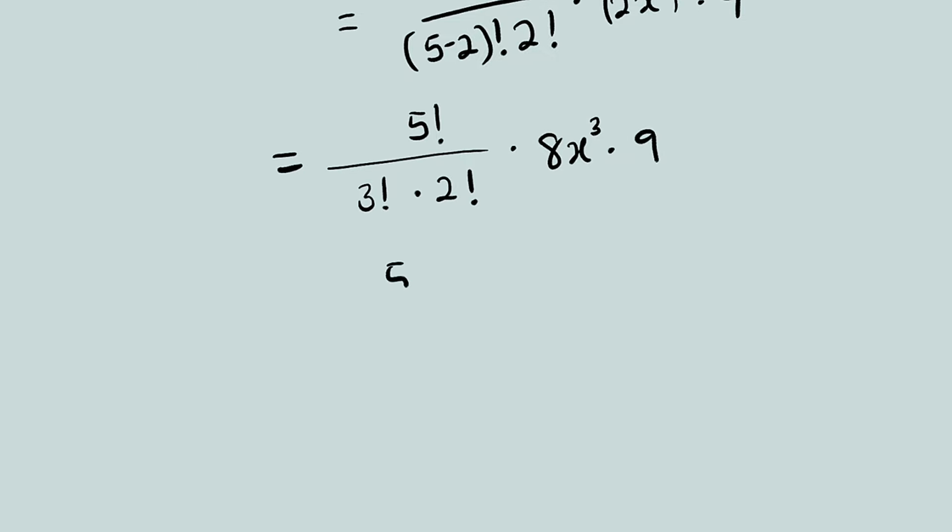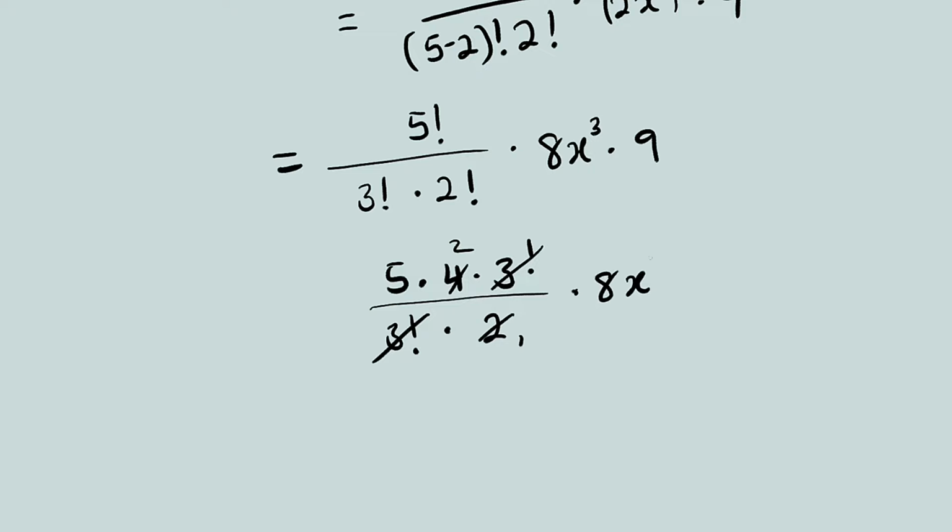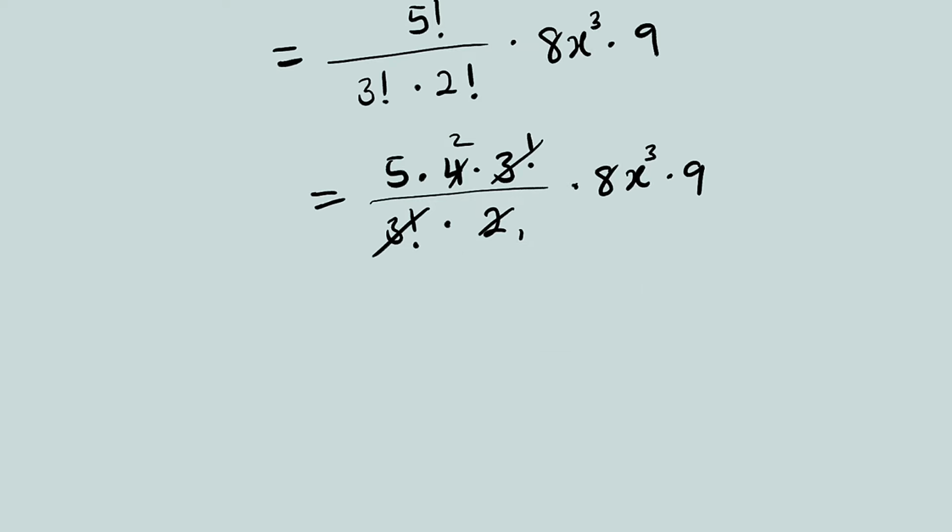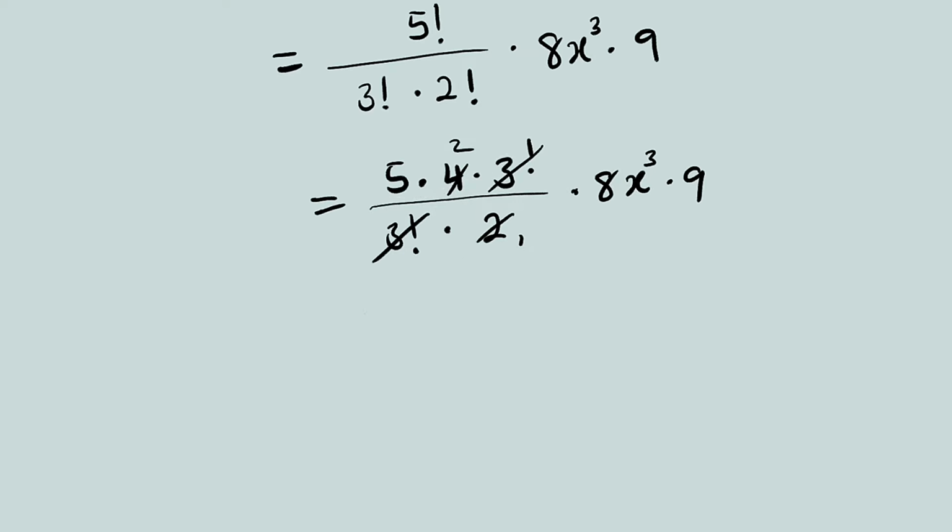5 factorial is 5 multiplied by 4 multiplied by 3 multiplied by, okay, let me stop here because I have 3 factorial down here. We have 3 factorial multiplied by 2 factorial, which is 2. So this will cancel this, and 2 can go into 4 2 times. We have times 8x to the power of 3 times 9. So 5 times 2 here is 10. So this is 10 multiplied by 8x cubed times 9.